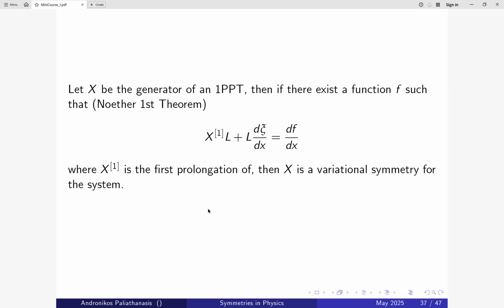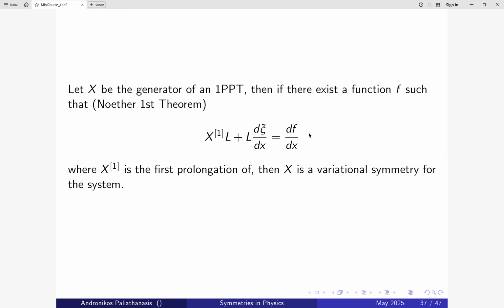Now, when a transformation leaves invariant the variation principle, let X be a generator of a one-parameter point transformation. Since I work with a Lagrangian which is a function of the first derivative, if the first prolongation of X on L plus L times the total derivative of the component of X is equal to the total derivative of a function f, then, if this condition is true, we can say that the vector field X is a Noether symmetry for the Lagrangian L.